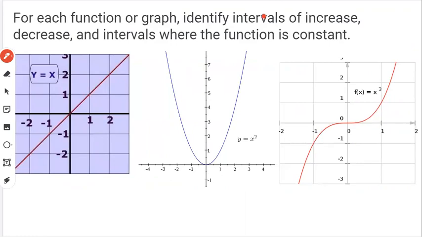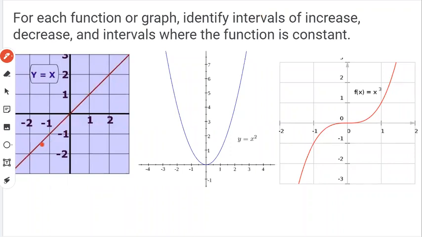Okay, so now let's talk about the parent functions. The parent functions are also going to display this behavior, whether the function is going up, going down, or just staying flat. We can identify all those intervals. So let's start off with the first parent function, y equals x.